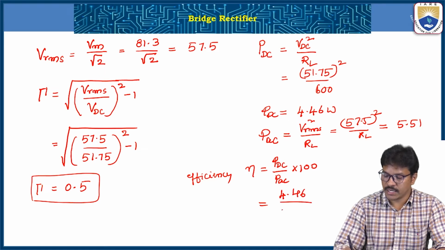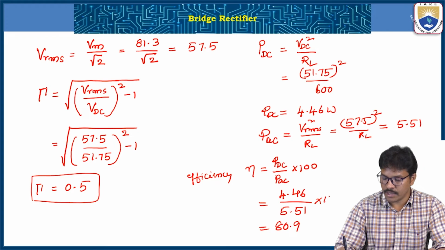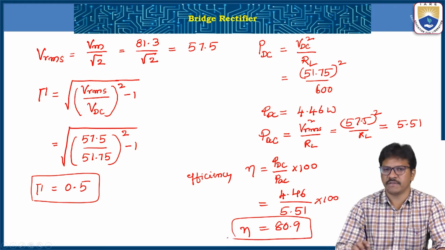4.46 watts divided by 5.51. You will get 80.9 into 100. You will get 80.9. Efficiency, 80% efficiency.